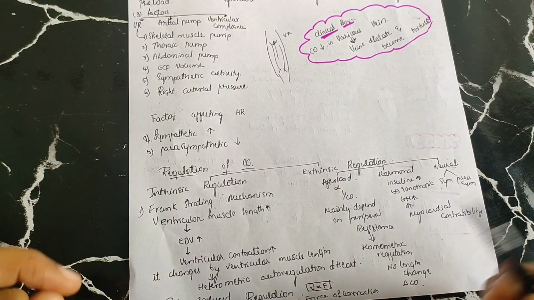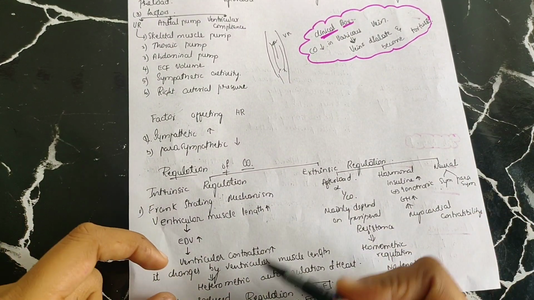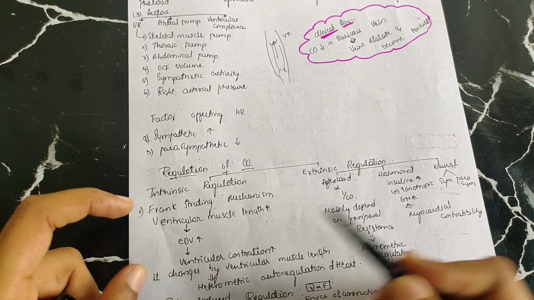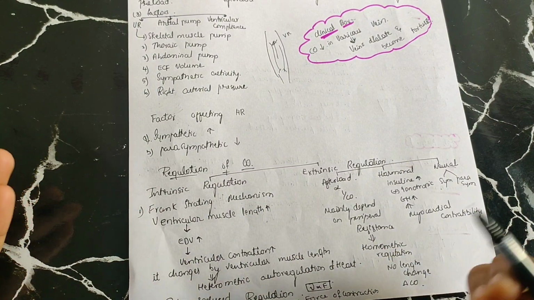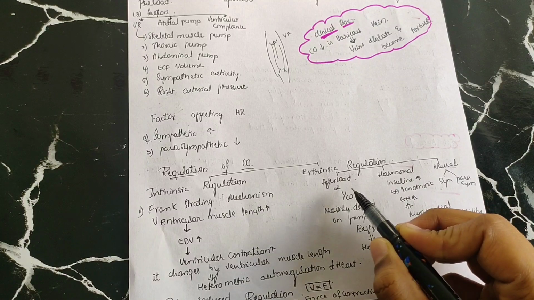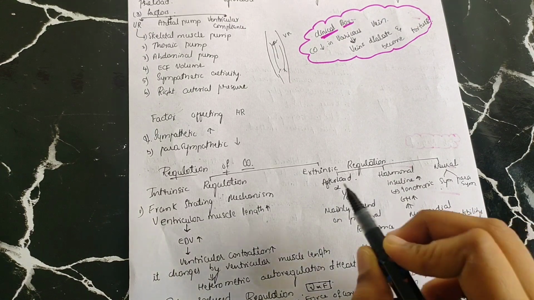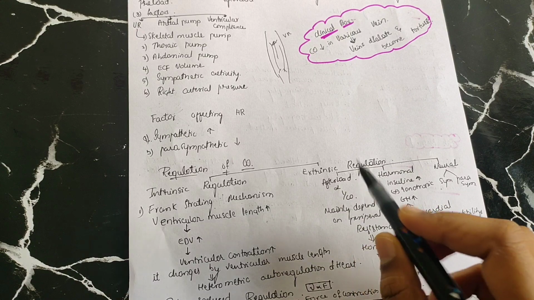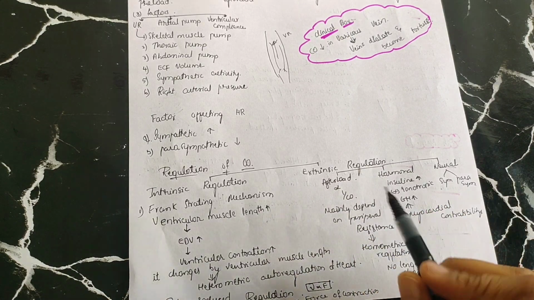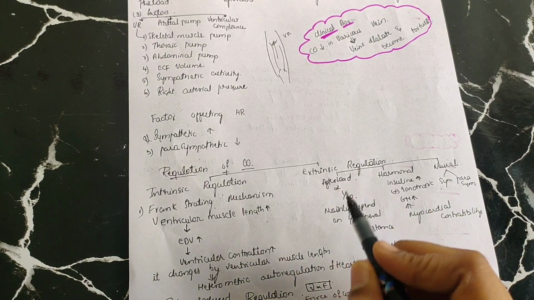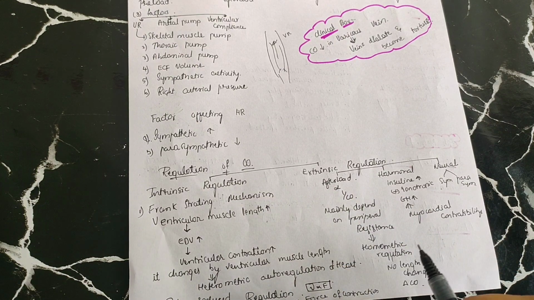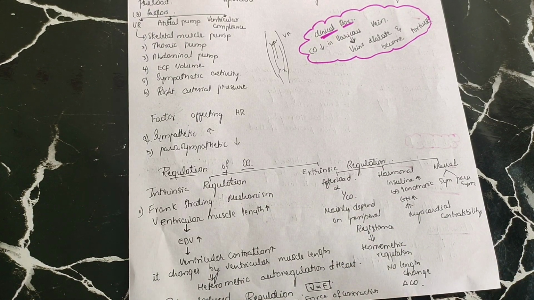In extrinsic regulation, it is regulated by outside factors, whereas intrinsically the heart itself regulates. In extrinsic regulation, other factors will regulate. Afterload means peripheral resistance. If resistance is more, cardiac output will be less, so this is inversely proportional to the cardiac output. It mainly depends upon the peripheral resistance. There is a change in the cardiac output without change in the length, so this is known as homometric regulation of the cardiac output.